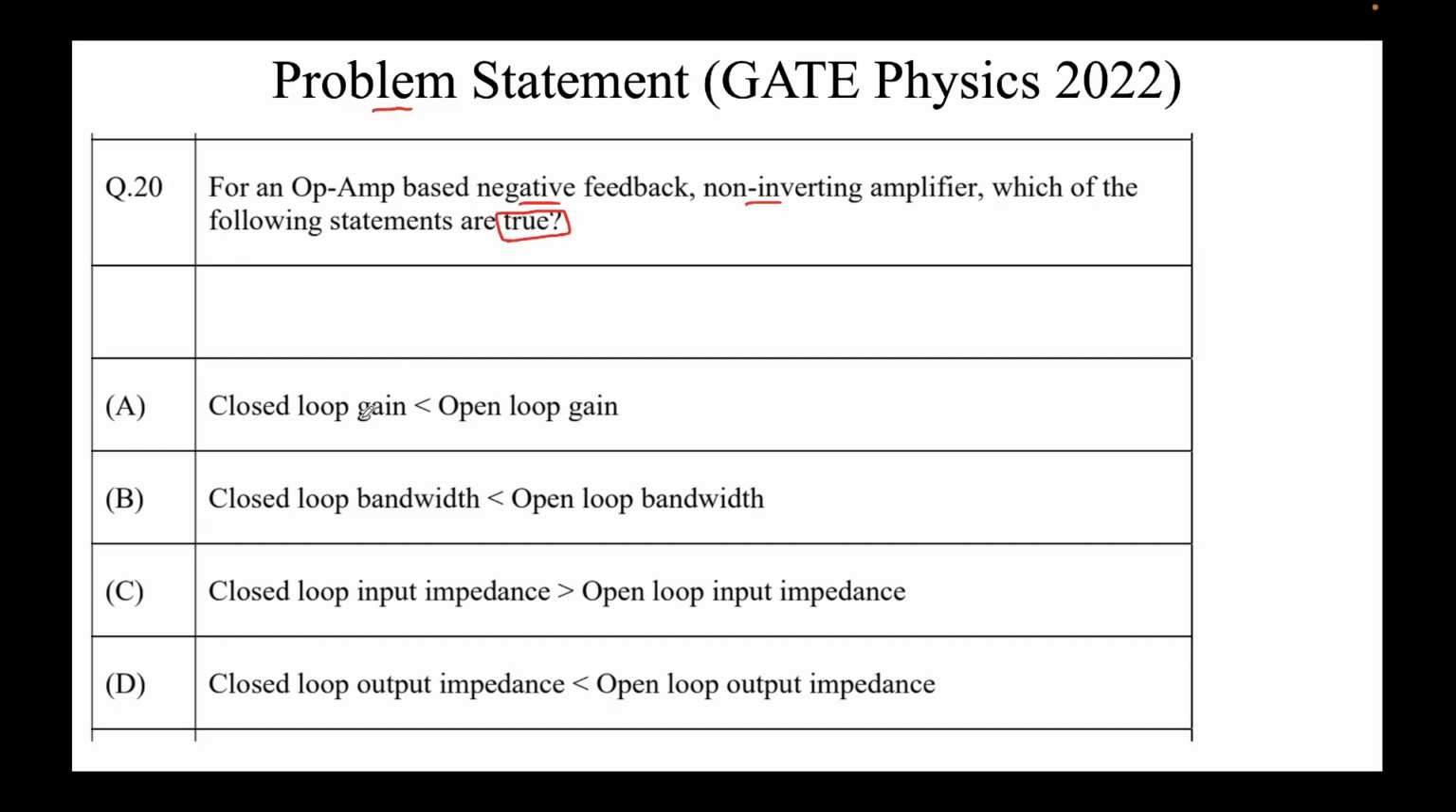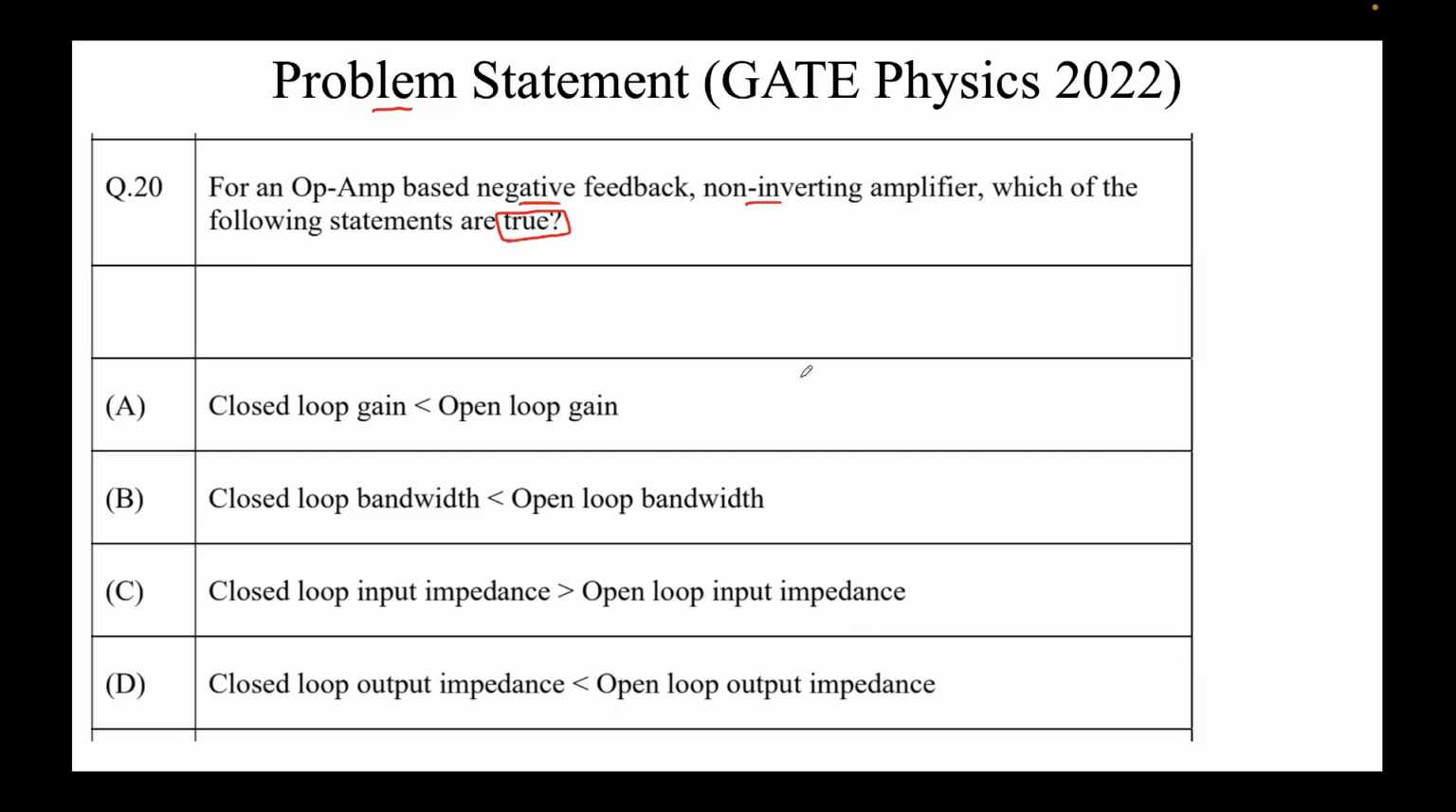Option 1, closed loop gain is less than open loop gain. Option 2, closed loop bandwidth is less than open loop bandwidth. Option 3, closed loop input impedance is greater than open loop input impedance. Option 4, closed loop output impedance is less than open loop output impedance.